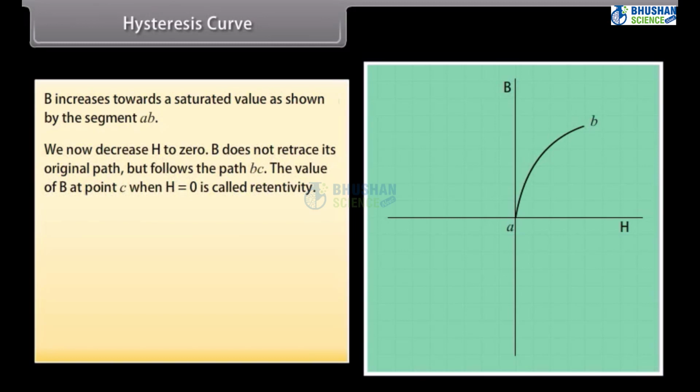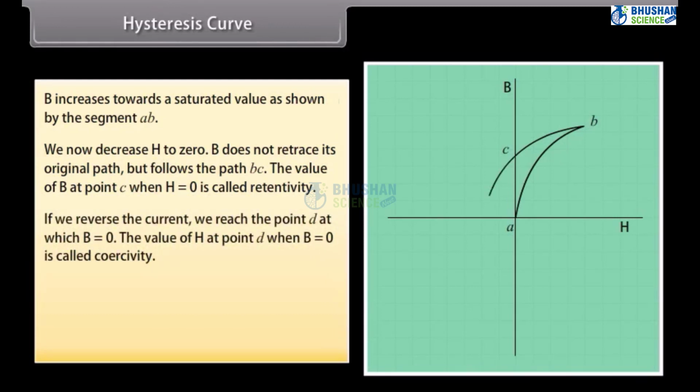We now decrease H to 0. B does not retrace its original path, but follows the path BC. The value of B at point C when H is equal to 0 is called retentivity. If we reverse the current, we reach the point D at which B is equal to 0. The value of H at point D when B is equal to 0 is called coercivity.